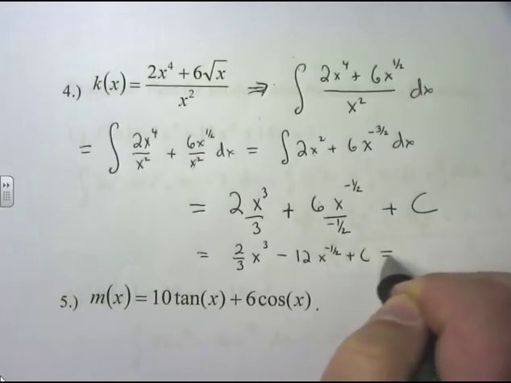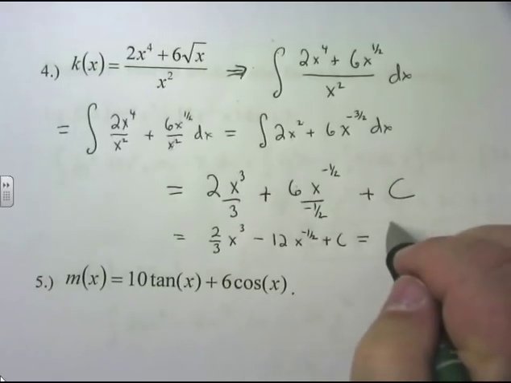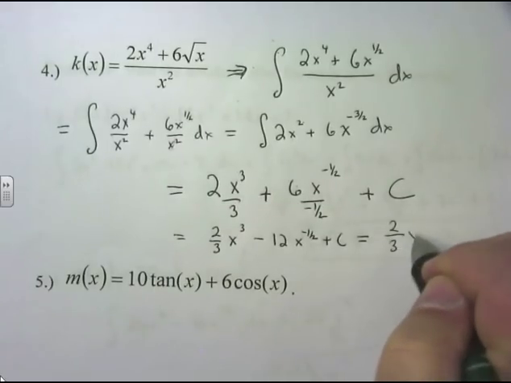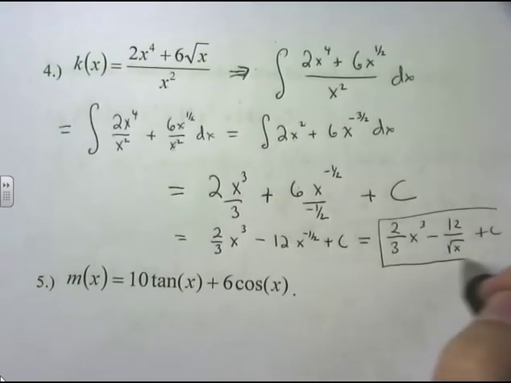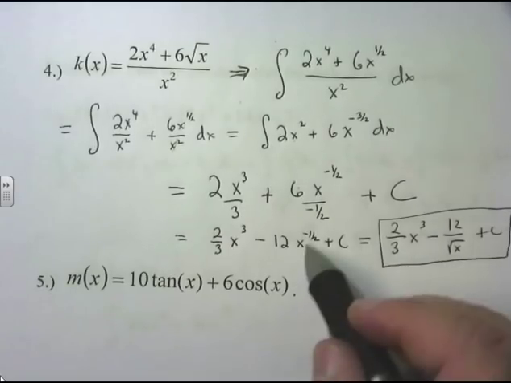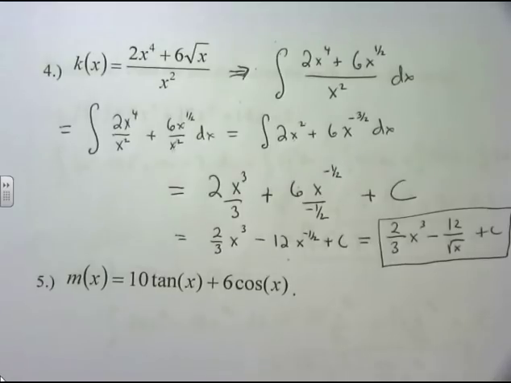plus c. Or for you guys that are big fans of the back of the book, you'll probably see this: 2/3 x cubed minus 12 over the square root of x plus c. Now where did I get that 12 over the square root of x? Negative exponent goes on the bottom, and a half power is a square root.